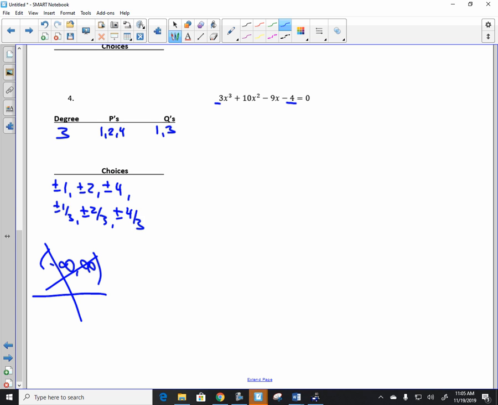All right. We try 1, we plug it in, we get 3 plus 10 minus 9 minus 4 is 0. Sweet. 1 worked. If 1 worked, what's the binomial that divides evenly into this polynomial? X minus 1. Man, you guys are smart. You must have a really good teacher. Take the 1, drop it in. 3, 10, negative 9, negative 4. As Carson said, synthetic division is awesome.